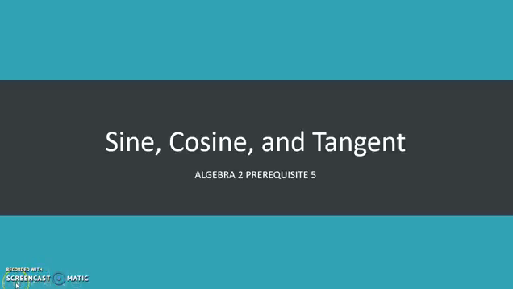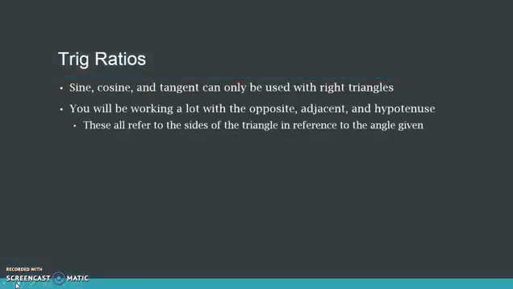Today we're going to talk about sine, cosine, and tangent. This is your last prerequisite for the Algebra 2 standards. So with trig ratios, you have sine, cosine, and tangent, and they can only be used with right triangles.